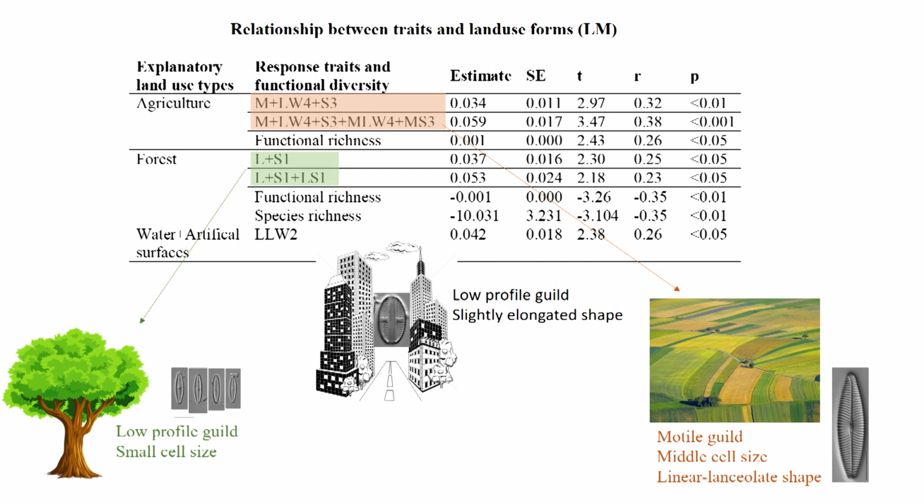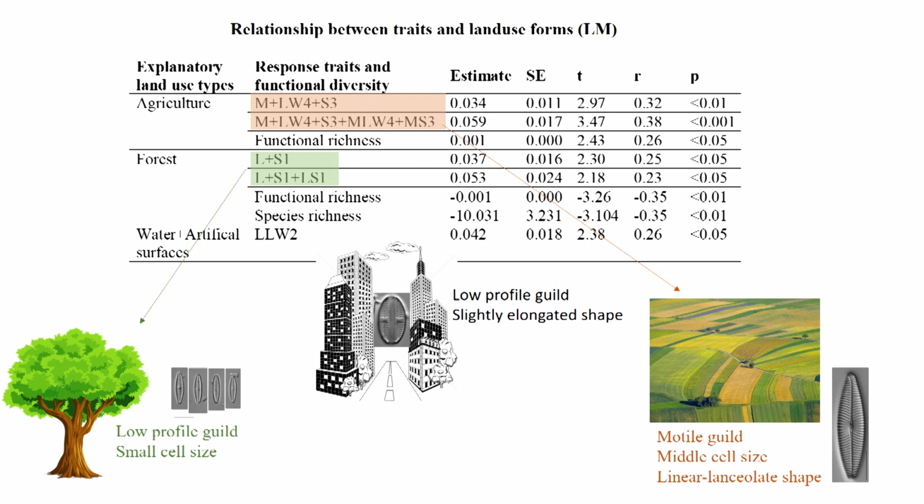We developed several linear models to try to find the relationship between the different land use forms and traits. And we got real nice results. For example, in forests, which is a very controlled environment by shading, for example, or by trees, which can keep back the water and the nutrients. So in this controlled environment, the low profile guild and the small cell size species are characteristic. Because the low profile guild can indicate the low nutrients as well as the small cell size.